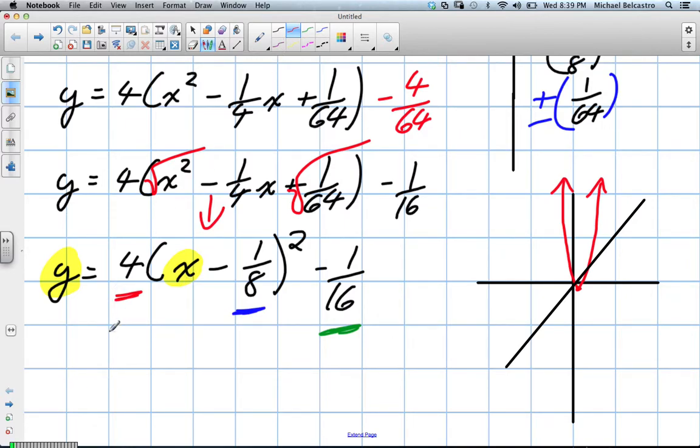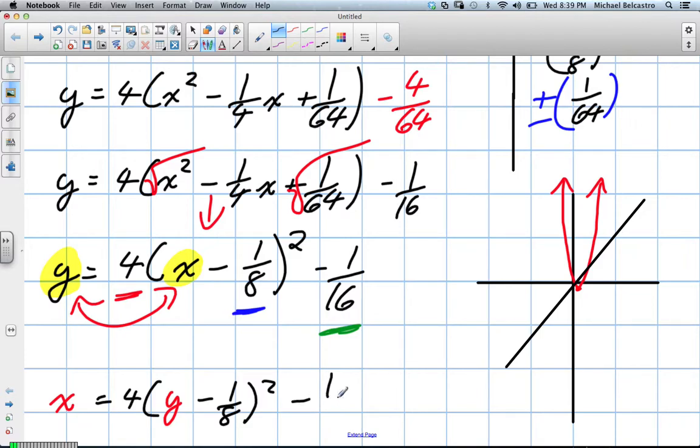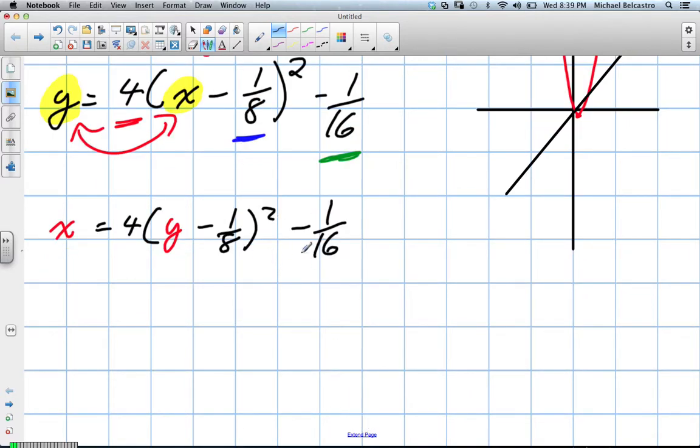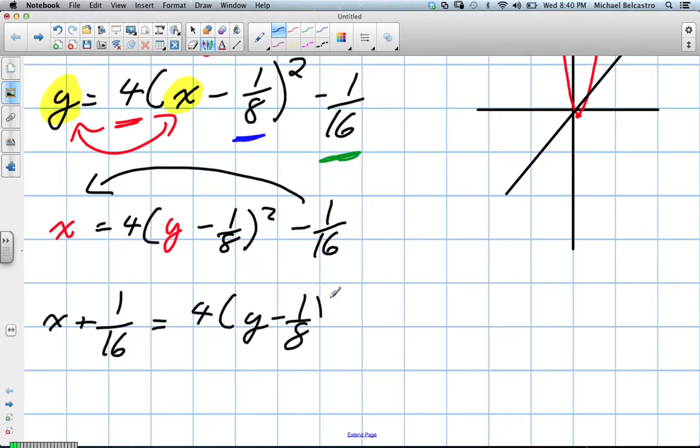So let's invert these. This now becomes x is equal to 4y. So we've inverted the x and the y. This is the inverse function now. Minus 1/8 squared minus 1/16. Now that we've done that, we can set this back equal to x. Starting with the 1/16, we move it over. X plus 1/16 equals 4y minus 1/8 squared. I need to move that 4 next, so I'm going to divide by 4.